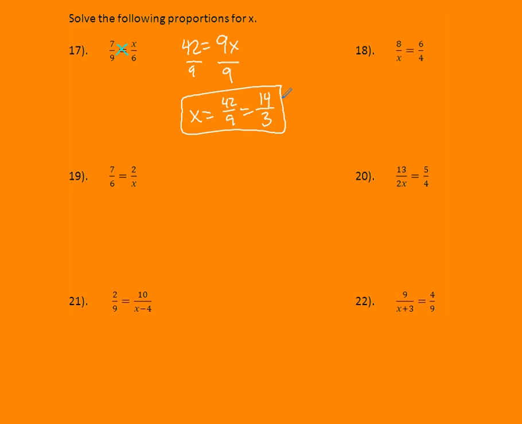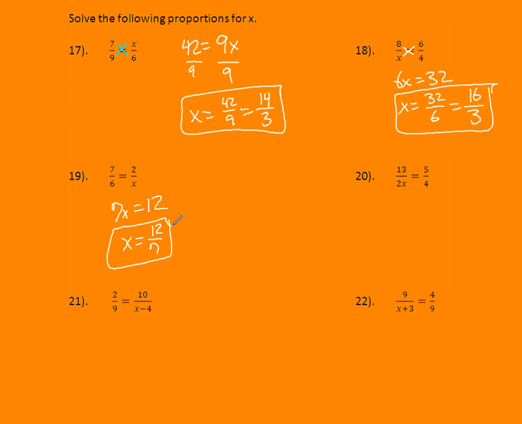For number 18, same thing. I have 6 times x will equal 8 times 4, which is 32. Divide both sides by 6, and then reduce if I can. I should get 16 over 3 as my reduced fraction answer. Some will come out evenly, some just will not. In this one, I have 7x equals 6 times 2 is 12. So x will equal 12 over 7 when I divide, and that one can't even be reduced.